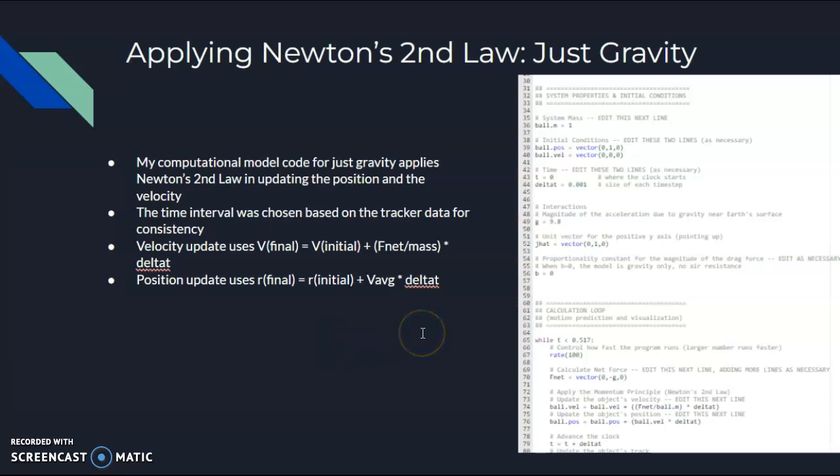Applying Newton's second law, just gravity. My computational model code for just gravity applies Newton's second law in updating the position and the velocity. The time interval was chosen based on the tracker data for consistency, so 0.517 seconds. The velocity update uses the formula V final equals V initial plus F net divided by mass times delta T, shown right here to find ball.vel. The position update uses R final equals R initial plus V average times delta T, shown by ball.position.